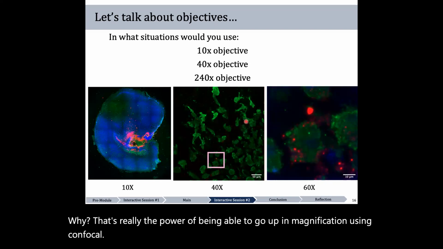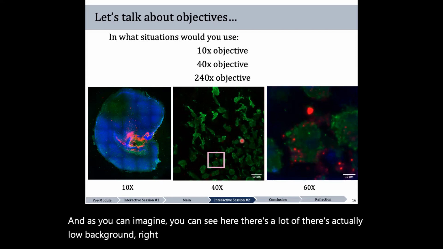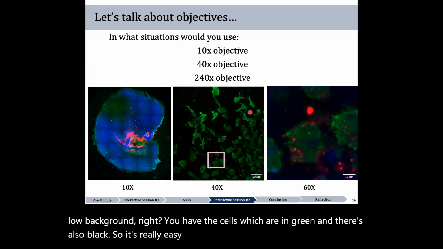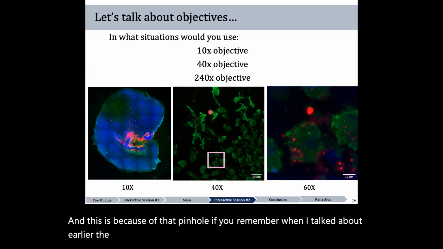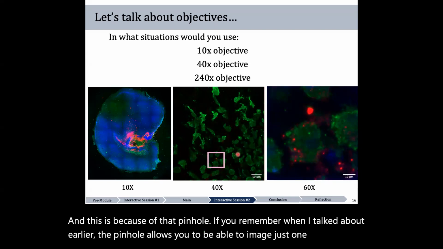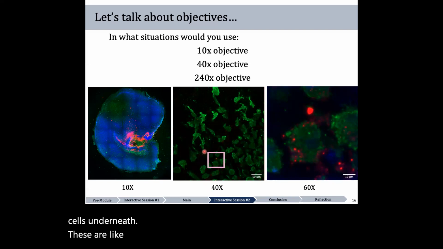And as you can see here, there's actually no background, right? You have the cells, which are in green, and there's also black. So it's really easy to determine what is a cell and what isn't. This is because of that pinhole, if you remember when I talked about it earlier. The pinhole allows you to image just one plane of cells at a time. There are more cells underneath; these are like stacks of cells, right?